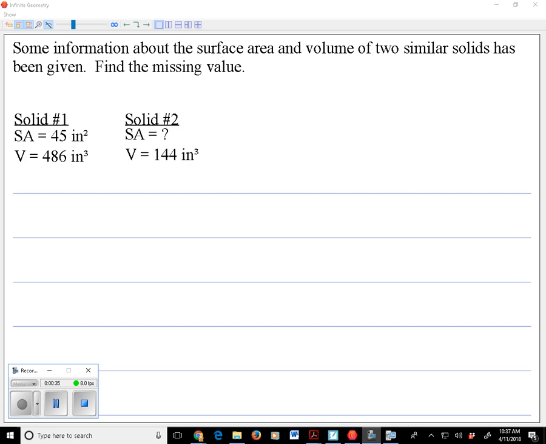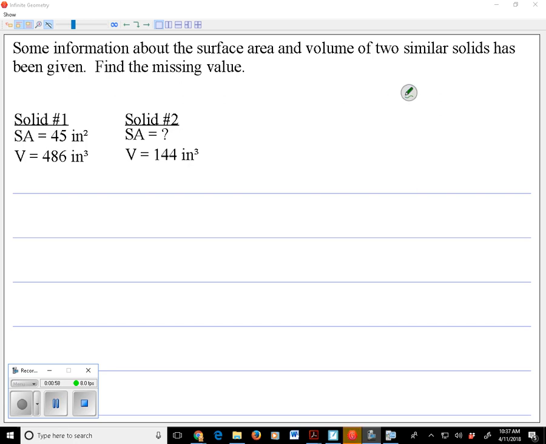So let's use this example here. I have information for solid number 1 and solid number 2. It doesn't matter if it's a cylinder, cone, sphere, whatever. As long as you know they're similar, you don't even have to know their formulas. Okay? So here's how we work this sort of problem.